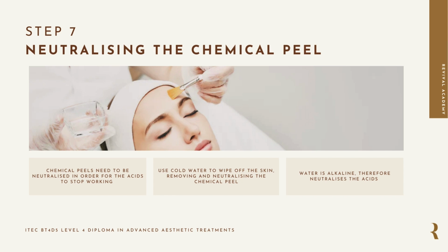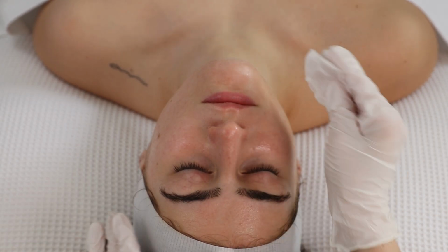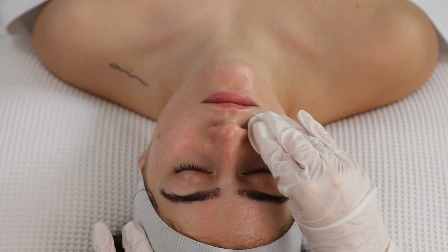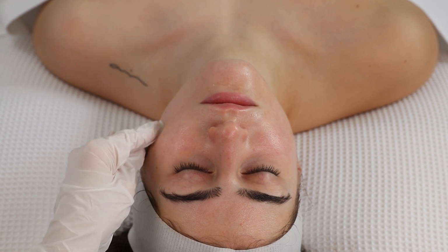For this you are going to use cold water, which removes and neutralizes the chemical peel that stops it from working. For this you need to use one damp cotton pad. Start from the right side of the face, moving upwards towards the jawline and the cheeks, then move on to the left side, repeating the exact same process.